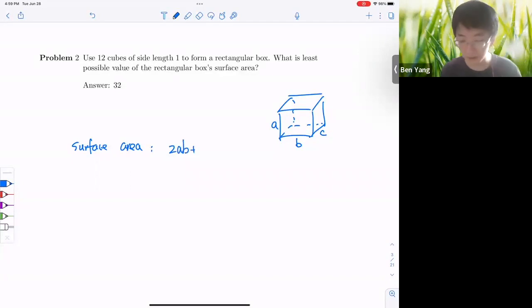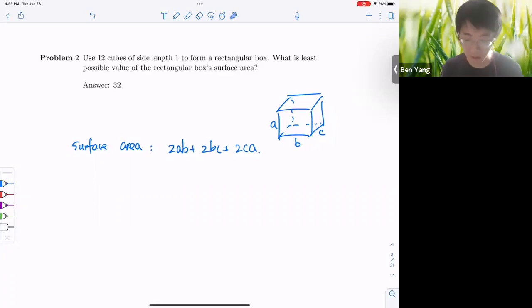2 of them have area B times C, and 2 of them have area C times A. Right, so now at least we know how to compute the surface area of a rectangular box. Okay, so the box consists of 12 cubes of side length 1. All right, so actually we know the volume of our rectangular box. The volume is 12.